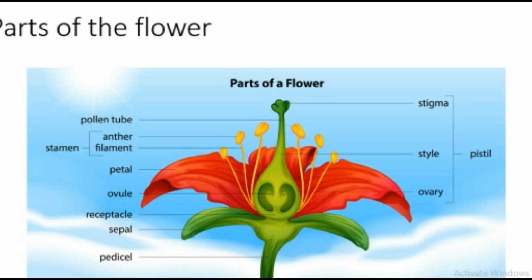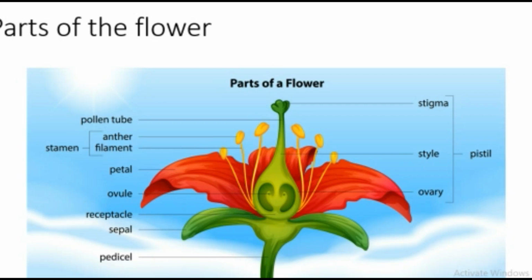Now all of the other parts of the flower become weakened. After fertilization, the other parts of the flower become weak and they may fall down, except small parts which appear in some fruits.